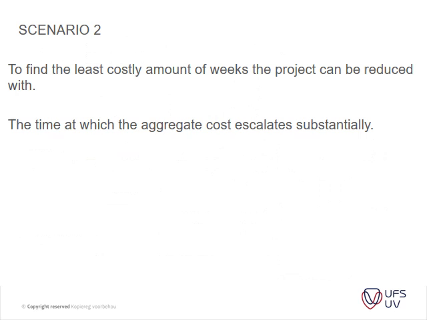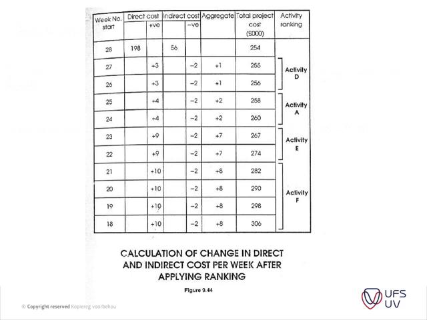Skipping to scenario 2, to find the least costly amount. So this is what I've read two slides ago: the time at which the aggregate cost escalates substantially. So that's just the summation of it. What we've got is our normal direct costs and our indirect costs, which has our total cost at 254,000. Now let's say we reduce our project by 1 week.